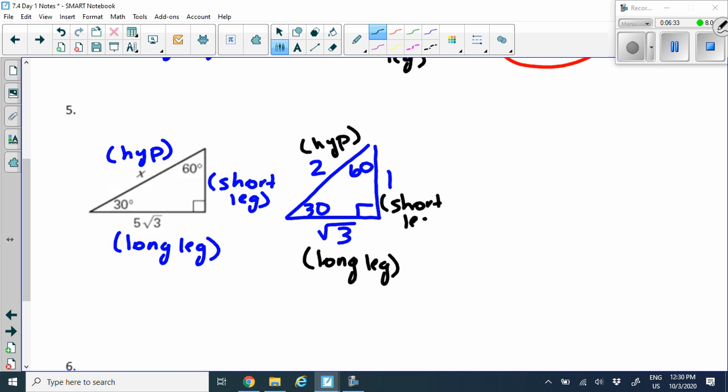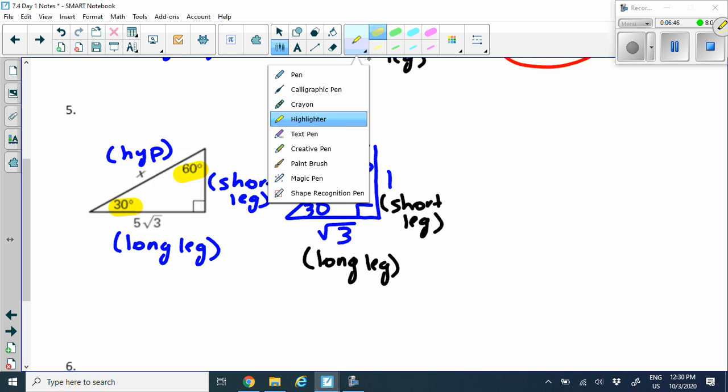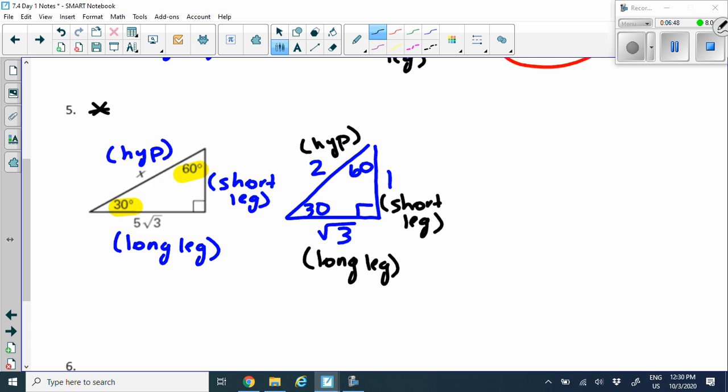Okay, now how did I know this was going to be a 30, 60, 90 triangle? Well, if we look here, we can see on our first triangle, we have 30 and we have 60. Well, what does that assume? We have to use the same thing here. So we have to use a 30, 60, 90 triangle. So whenever they give you the angles, that actually makes it a lot easier. So we have to use the 30, 60, 90 triangle because that's what it is.